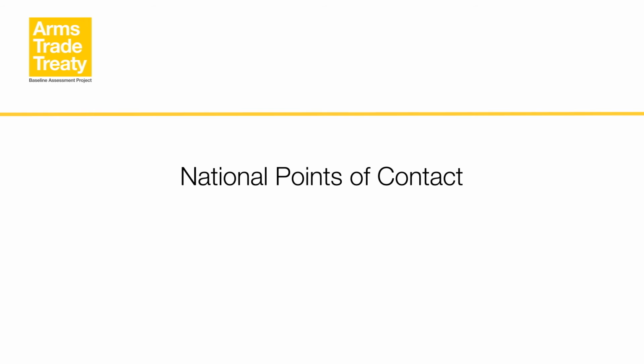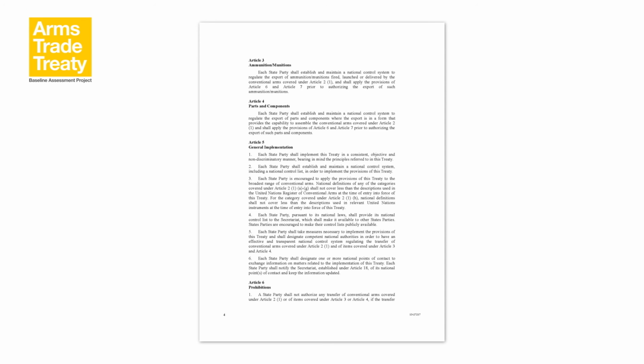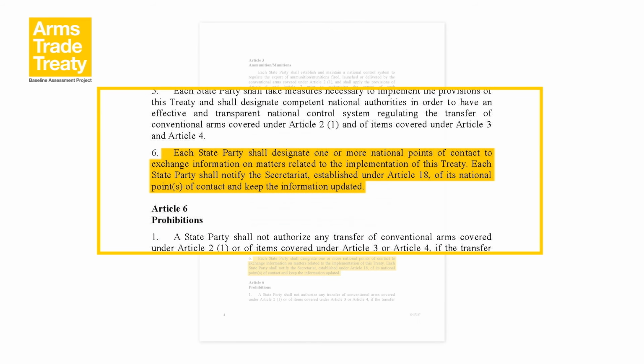National points of contact. Article 5, Paragraph 6 of the Arms Trade Treaty requires states parties to designate one or more national points of contact to exchange information on matters related to the implementation of the ATT, and to notify the Secretariat of and update the Secretariat on these points of contact.